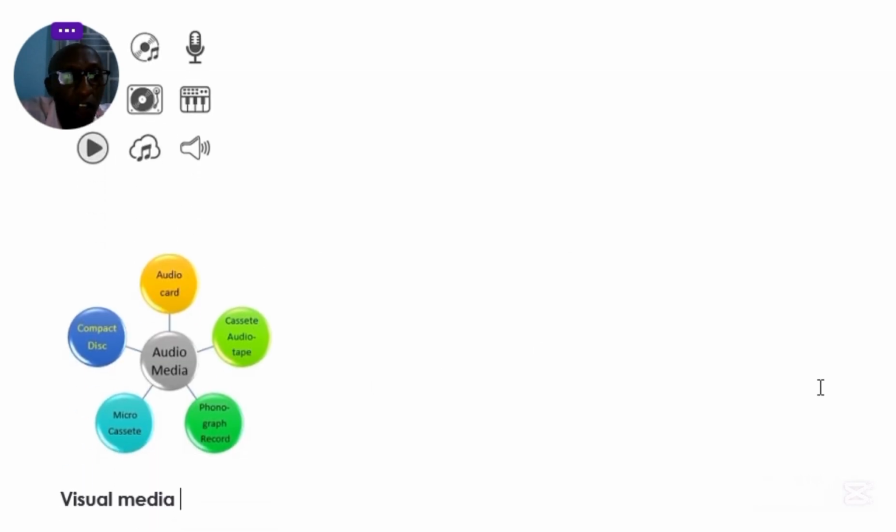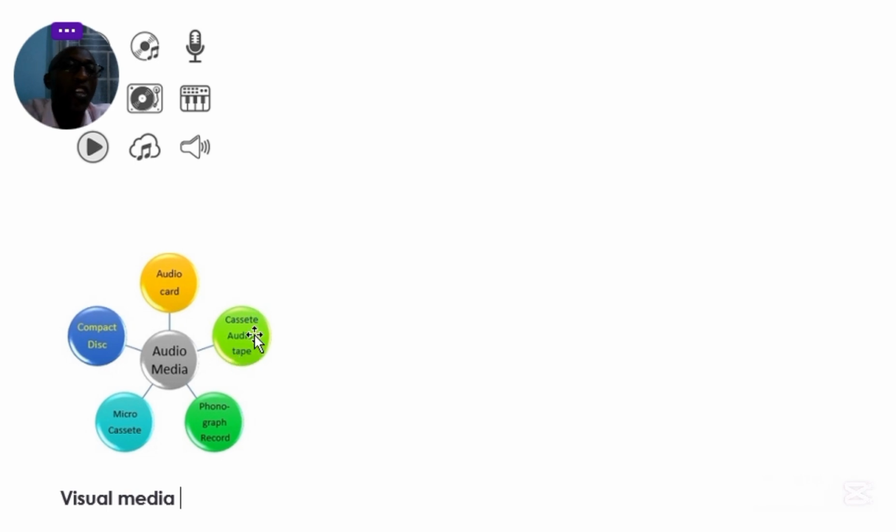Have a look at this picture. Do you see all these audio types in the picture? Furthermore, have a look at this division. You notice compact discs. You remember the compact discs?